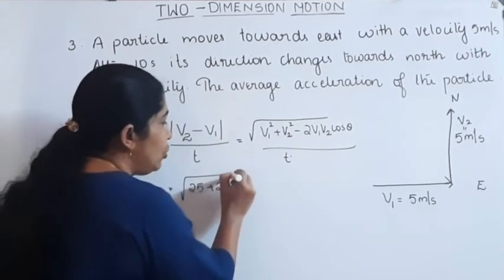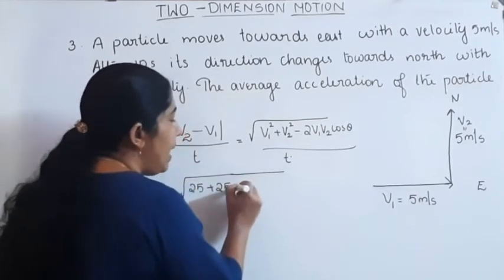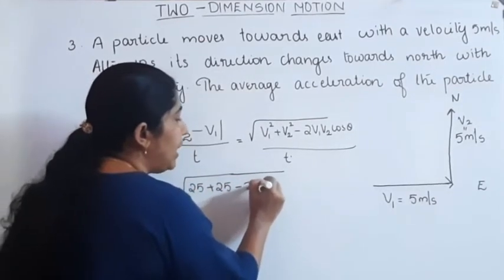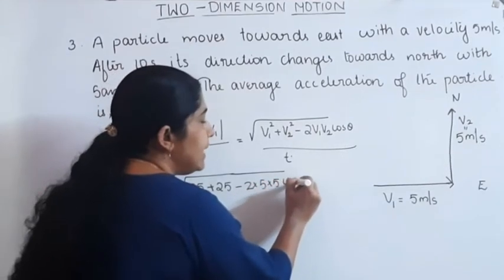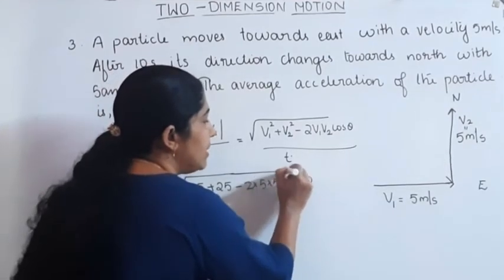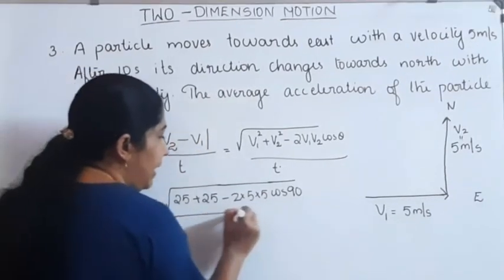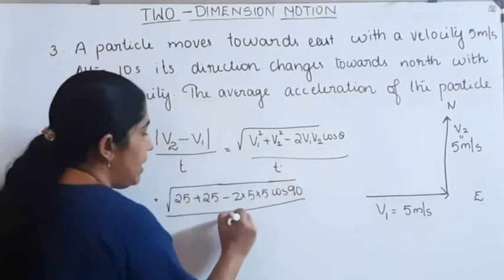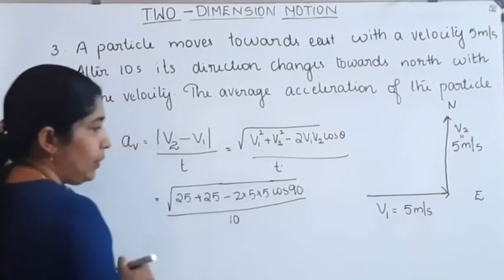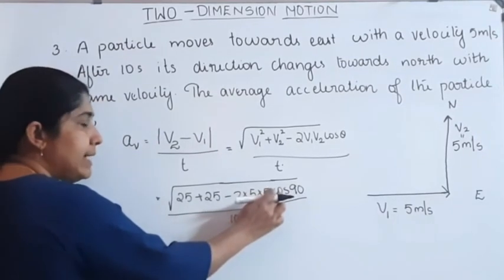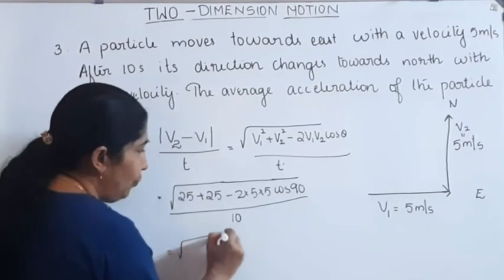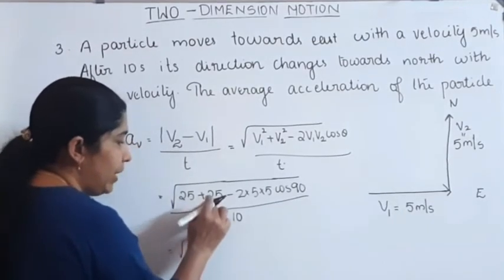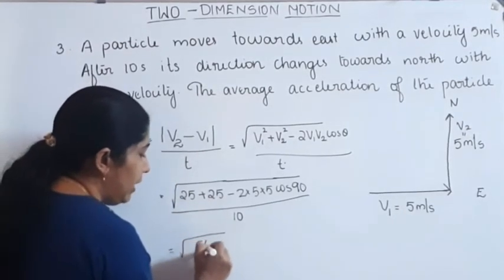Minus 2 into 5 into 5 into cos 90. The angle between them is 90, divided by time t, which is equal to 10 seconds. We know that cos 90 is equal to 0. Therefore, it becomes root of 25 plus 25, 50, divided by 10.